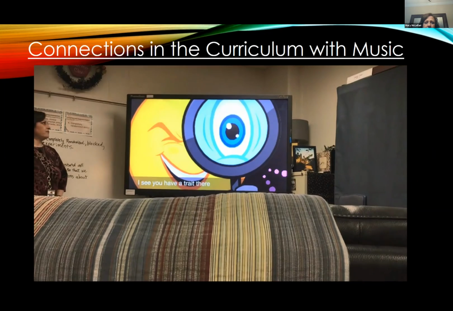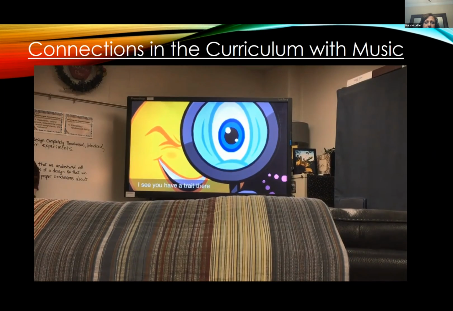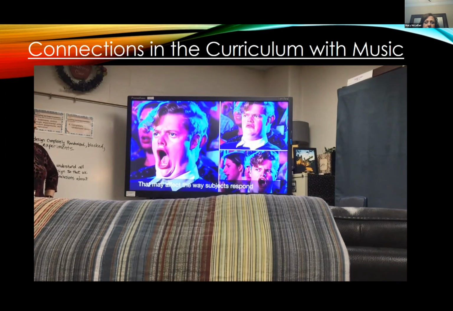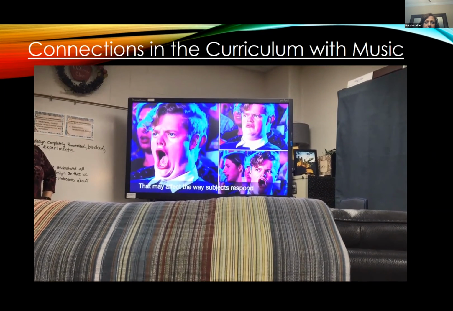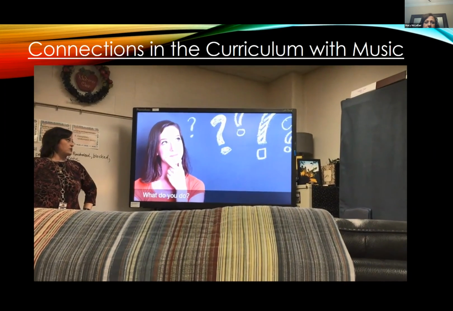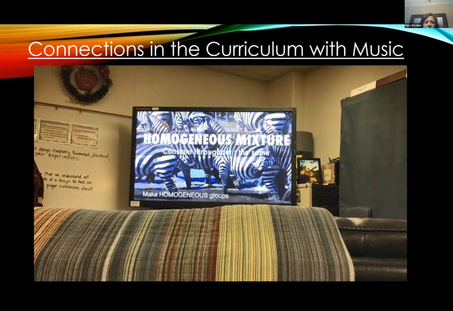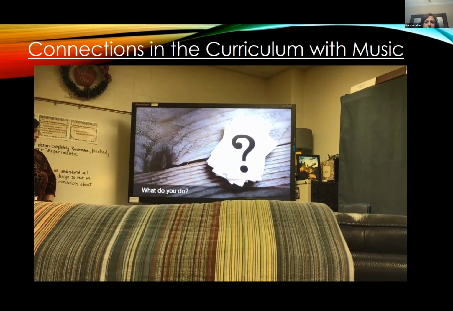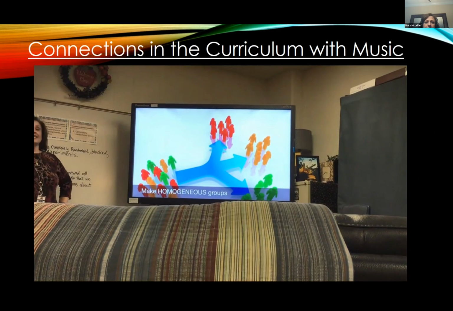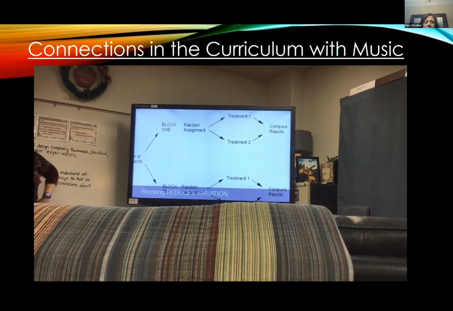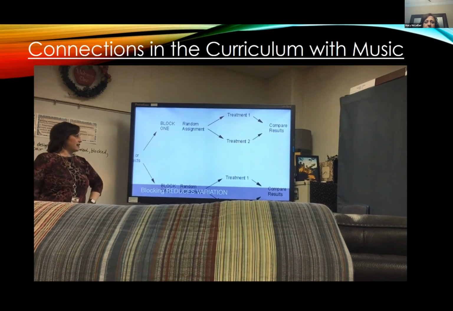I see you have a trait there that may affect the way subjects respond. What do you do? Take homogeneous groups. Blocking reduces variation.